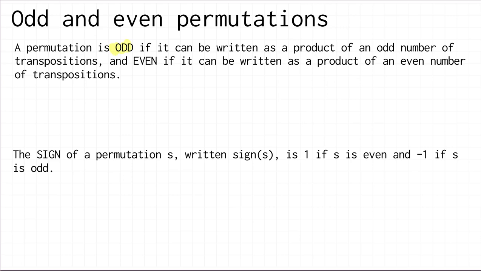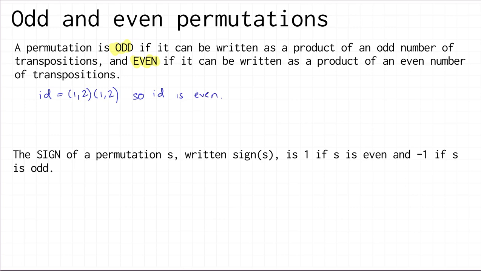A permutation is odd if you can write it as a product of an odd number of transpositions, and even if you can write it as a product of an even number of transpositions. So remember, a transposition just means a two cycle, so that, for example, the identity permutation is equal to (1 2) times (1 2), which is a product of two transpositions. So the identity is even.